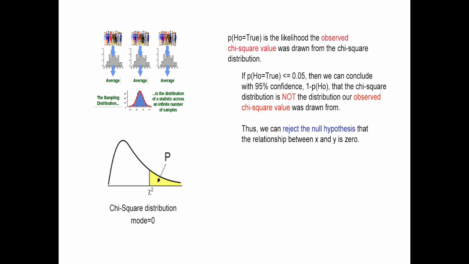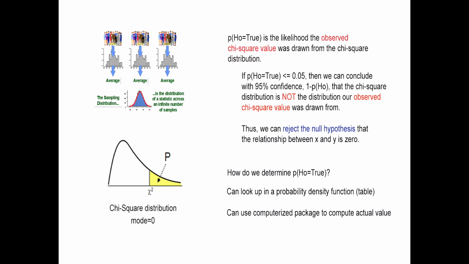So here, if the probability of the null hypothesis being true is less than or equal to 5%, then we conclude with 95% confidence that the chi-squared distribution is not the distribution our observed chi-squared value was drawn from. Thus, we can reject the null hypothesis that the relationship between x and y is 0 if the probability of drawing our sample statistic from the chi-squared distribution is less than or equal to 5%.